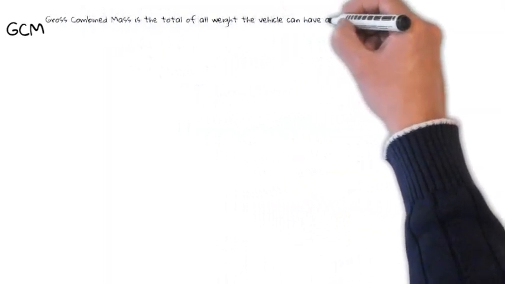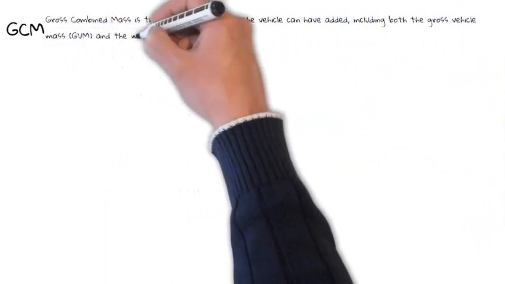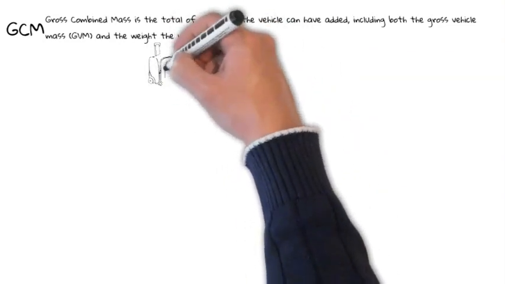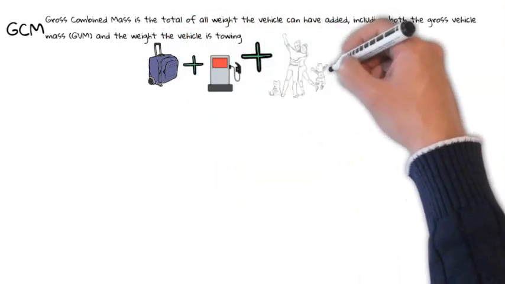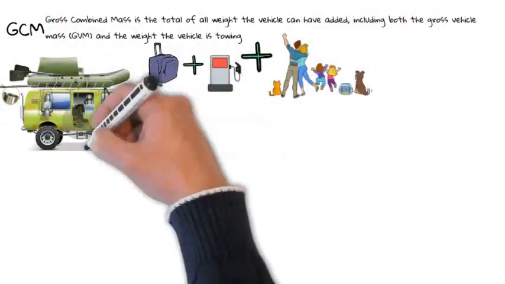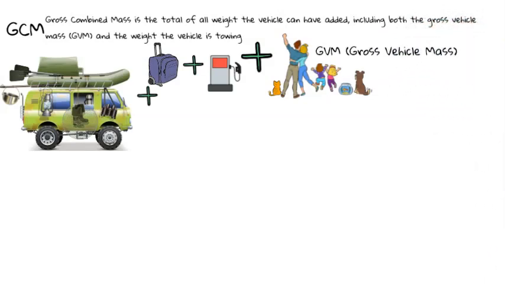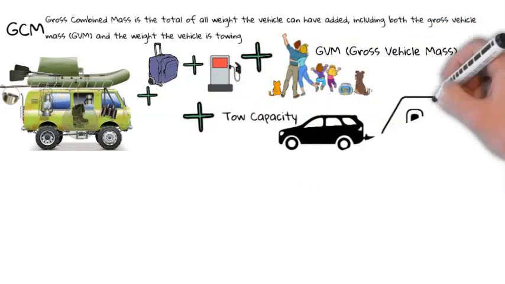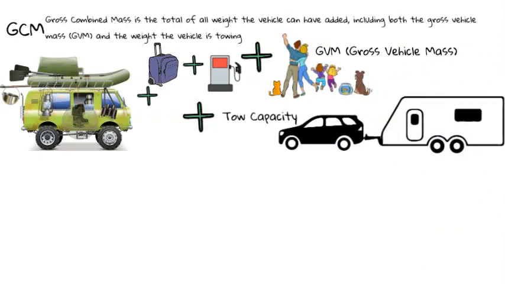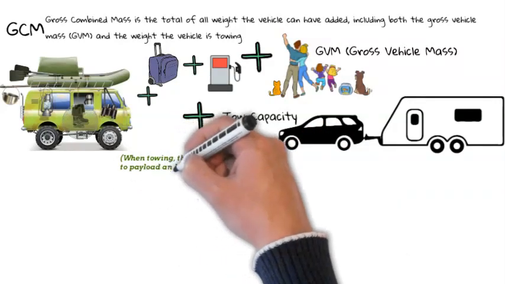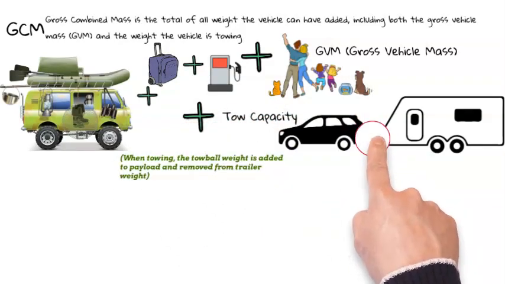GCM or gross combined mass is the total of all weight the vehicle can have added, including both the gross vehicle mass and the weight the vehicle is towing. Note that when towing, the tow ball weight is added to the payload and removed from the trailer weight.